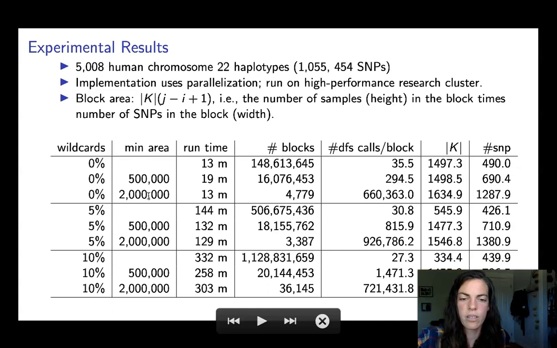to be wildcards. We also varied a minimum area parameter, where the area of the block is defined to be the number of sequences in the block times the number of SNPs in the block. The rightmost 3 columns in the table are all averages per block found. While the total number of blocks increases dramatically as we increase the number of wildcards that are present in the dataset, increasing from 100 million to 500 million to over a billion, the total number above the 500,000 or 2 million area threshold grow more slowly.